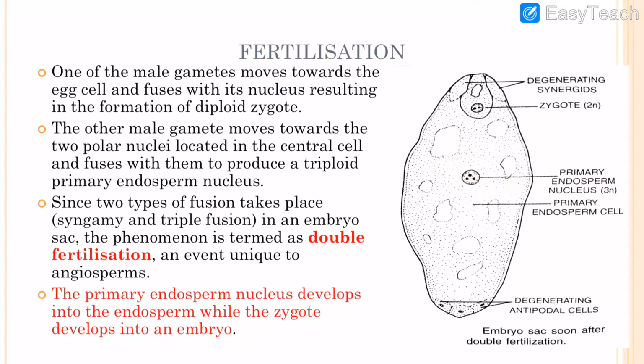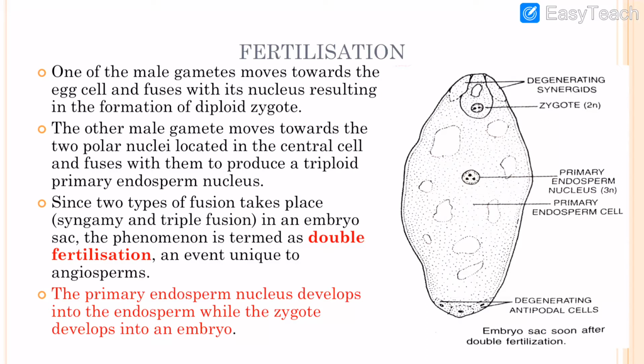resulting in the formation of a diploid zygote, and the other male gamete fuses with the polar nuclei and forms the primary endosperm nucleus, which forms the endosperm. This type of fusion is known as double fertilization, and double fertilization is a unique property of angiosperms.